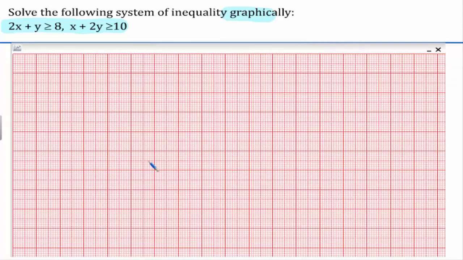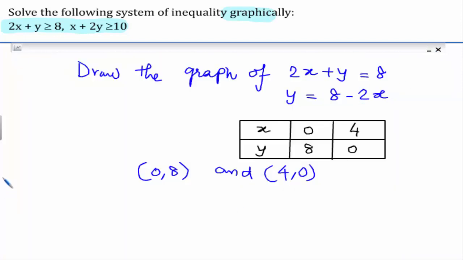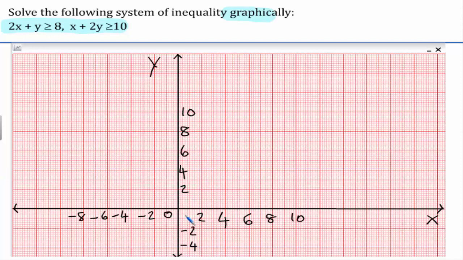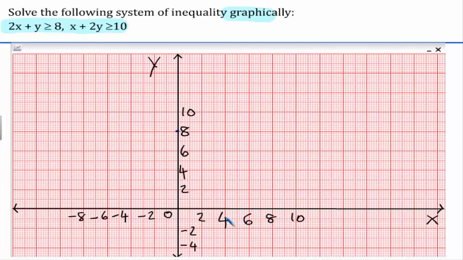Here is the graph sheet. Here the x-axis and y-axis. And the scale which we have taken is 1 centimeter as 2 units. Now the first ordered pair is (0, 8). (0, 8) will be here. And the next one is (4, 0). 4 on the x-axis, y 0. So here. Now let us join these 2 points to draw the line.